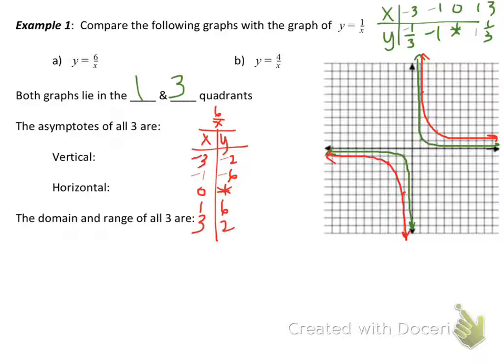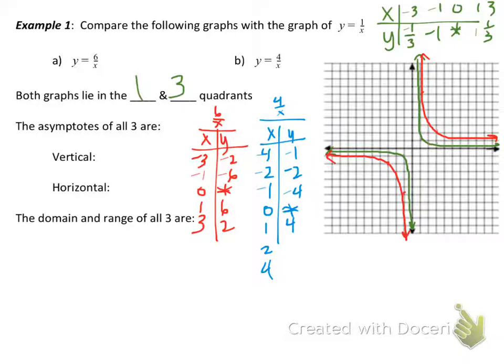Now where do you think the graph of y equals 4 over x is going to fall in relation to 1 over x and 6 over x? My guess would be that it's going to fall between them, since 4 is between 1 and 6. So again, I'm going to pick some convenient numbers. When I plug those in, again, I get that 0 is undefined. And when I plot those, it does indeed fall between them.